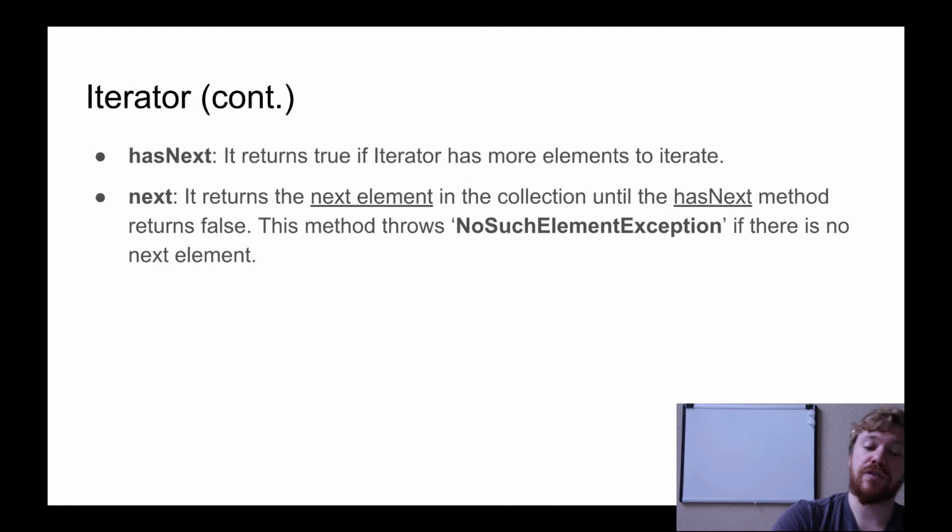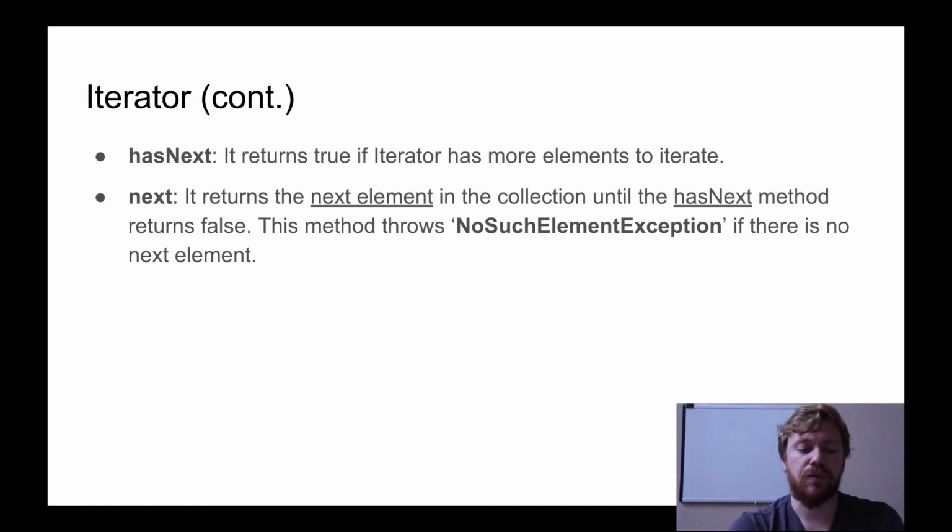So what are these methods doing? Well, the hasNext method returns true if the iterator has more elements to iterate through. The next method returns the next element in the collection until the hasNext method eventually returns false. This method throws a NoSuchElementException if there is no next element. This will be made more clear why it's doing this in a second here.